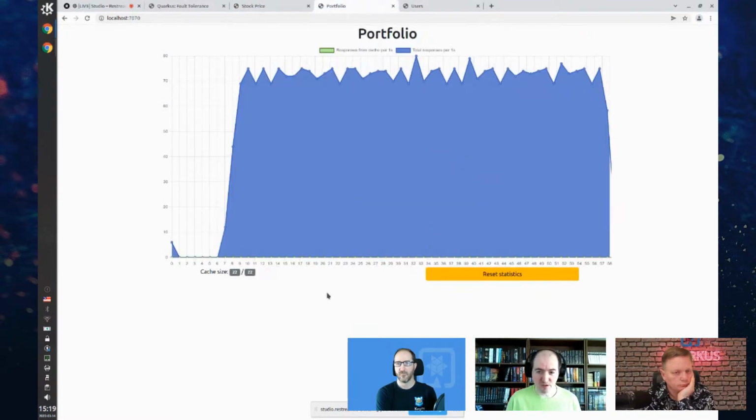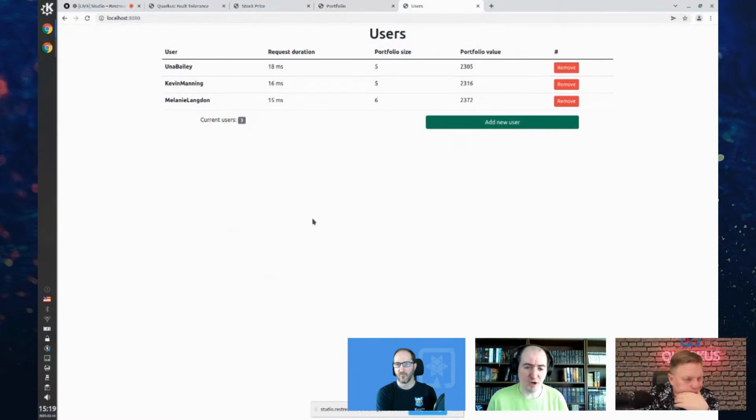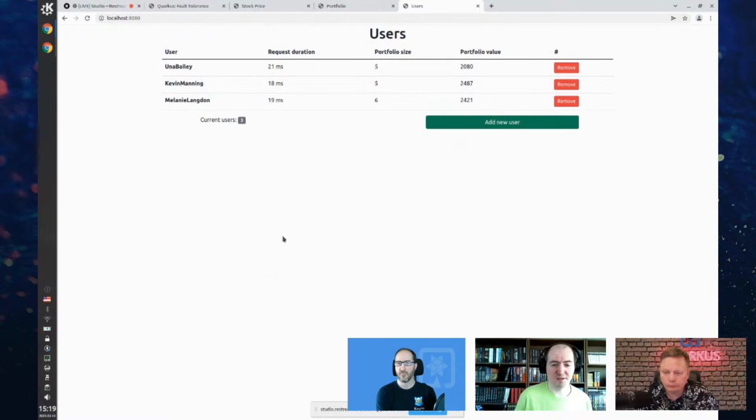Right. So far it looks good, right? And here we see that each user has some stocks, its total value, and how long it took for the update to finish. It's constantly hitting the portfolio service to show the current value. Again, as I said, I don't know anything about stock trading and portfolio management, but I think it should be understandable for anyone as well.